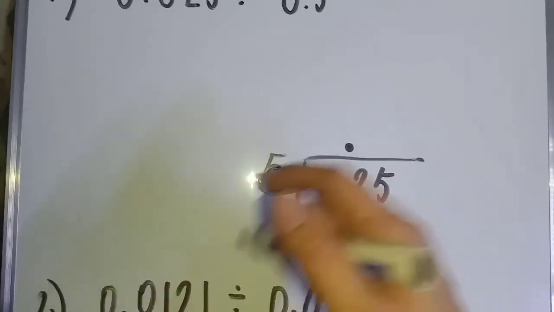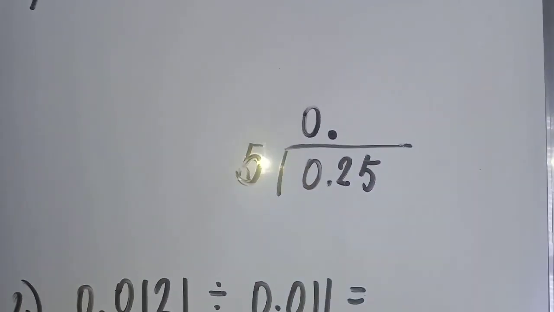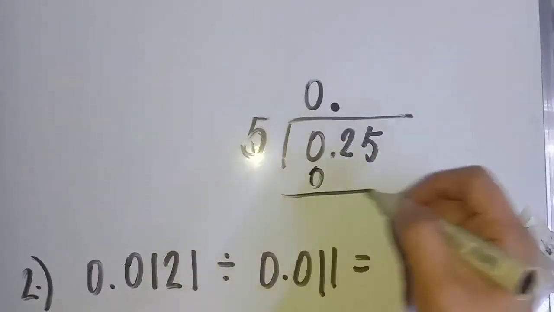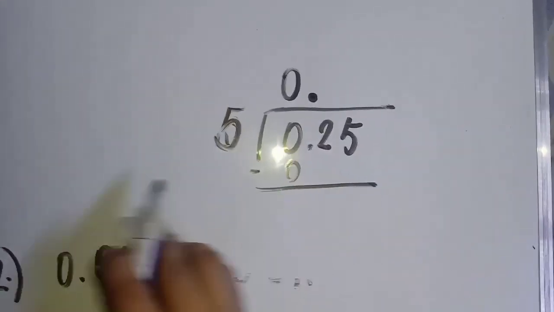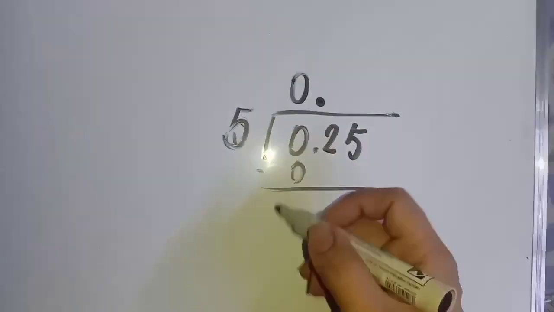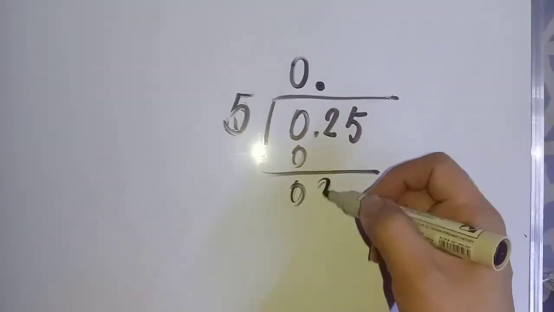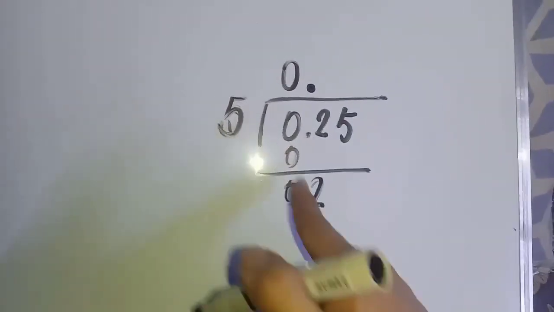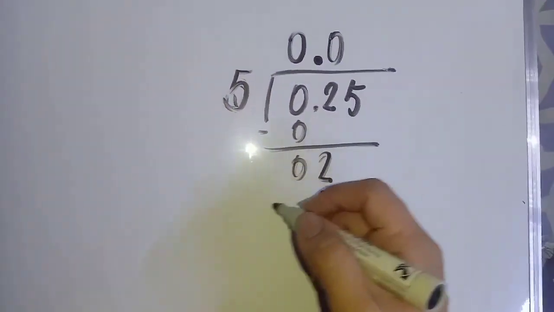So, 0 divided by 5 is 0. Then 0 divided by 5 is 0. Subtract, 0 minus 0 is 0. So, wala na tayong maglalagay. Let's say 0. Then bring down 2. 2 divided by 5. How many 5s are there in 2? Wala. So 0 times 5 is 0.